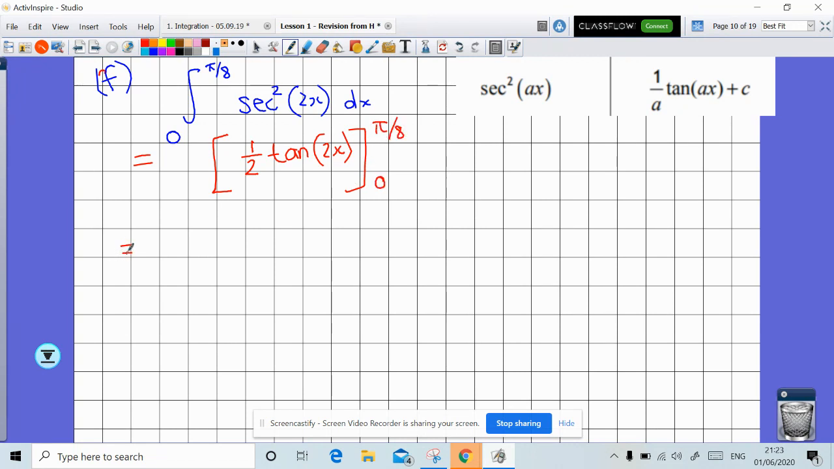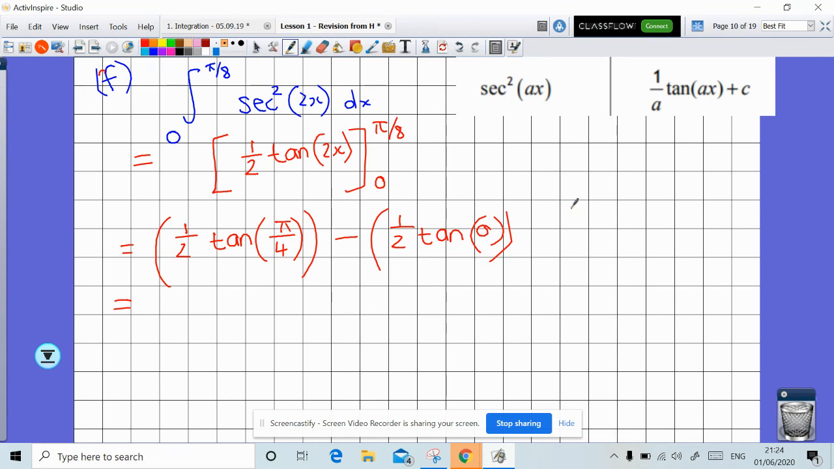Now this could be in paper 1 or it could be in paper 2, I don't know. So you need to be prepared and you need to know your exact valued triangles. What I'm going to do first of all is sub in my limits. So if you sub in pi over 8, so tan of 2 times pi over 8, which if you think of this, 2 pi over 8 simplifies just to pi over 4. Take away a half tan of 2 times 0 is just 0.